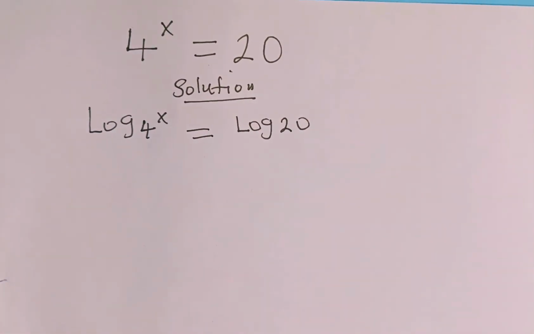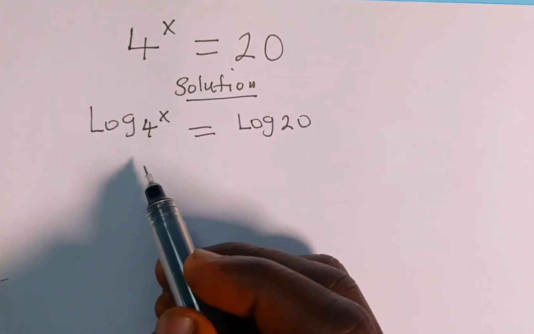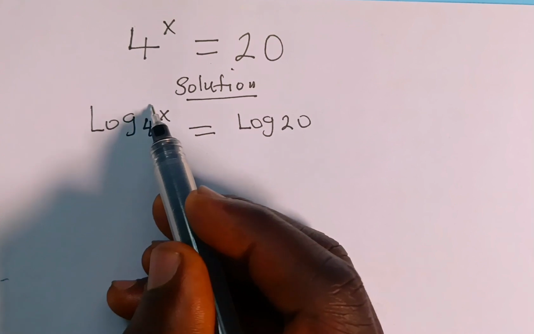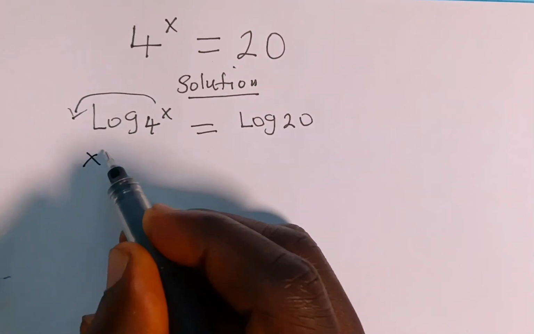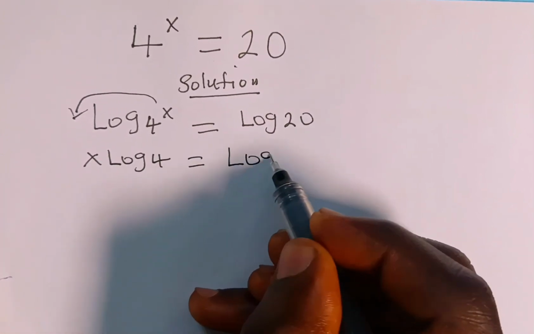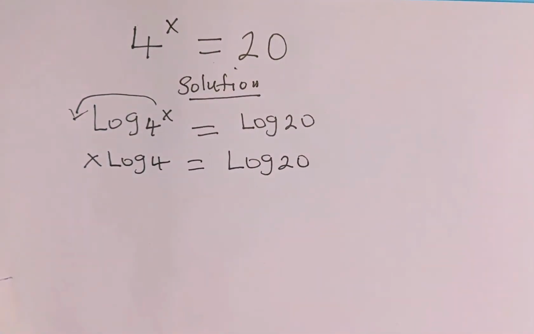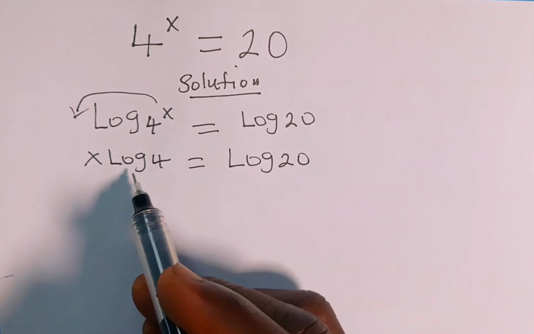Now, the next thing we're going to do is to recall the power property of logarithm. As you can see, this 4 is raised to the power x. Using the power property of logarithm, this x is going to go back here to multiply the log. So we're going to have x log 4, which is the same as log of 20. Now, remember, we are looking for the value of x, so we divide both sides by the coefficient of x, which is log 4.